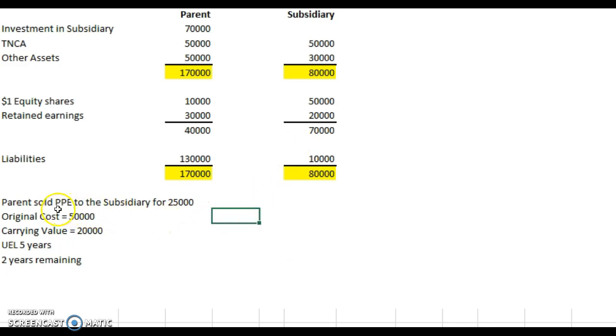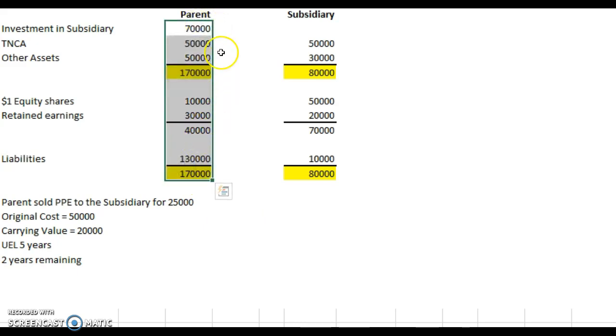If we read the question, the parent sold PPE to the subsidiary for $25,000. The original cost was $50,000, and its carrying value at the date of sale was $20,000. So it's already been depreciated down to $20,000. And therefore, if the carrying value was held on the books at 20, and it was sold for 25, the parent has made a $5,000 profit. And that's absolutely fine. As a single entity, the parent can do what it likes.